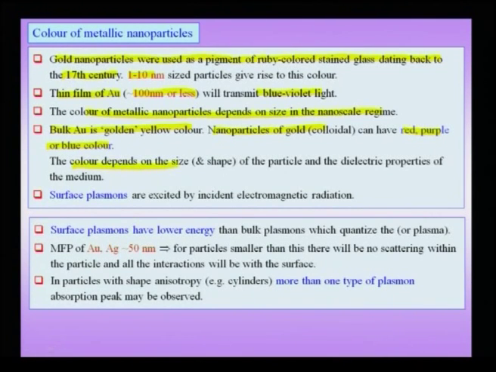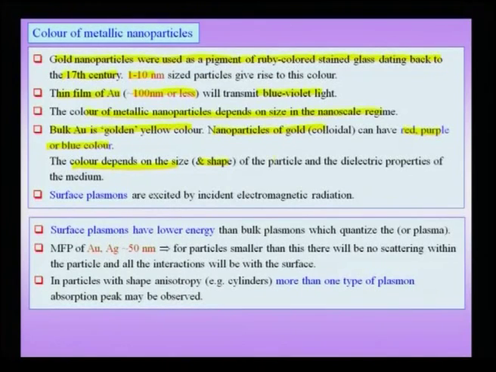Not only does the color depend on the size, but it also depends on the shape, and in the next slide we will consider two kinds of particles, cylindrical particles and spherical particles, and we will see how the shape actually affects the frequency of emission or absorption. Not only do the particle shape and size play a role in surface plasmon resonance, but also the dielectric properties of the medium, because as we said, in the case of the stained glass, the gold nanoparticles are embedded in a dielectric glass. You may also suspend these gold nanoparticles in the form of a colloidal suspension, in which case the dielectric properties of the suspending medium play an important role.